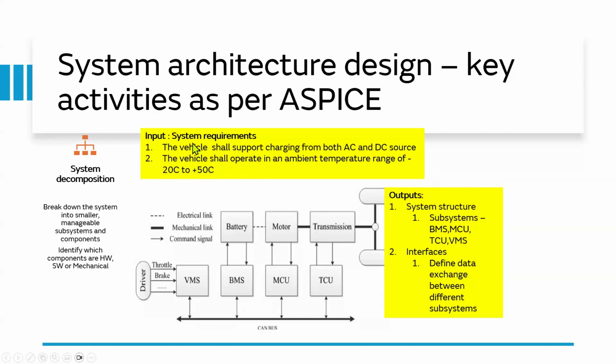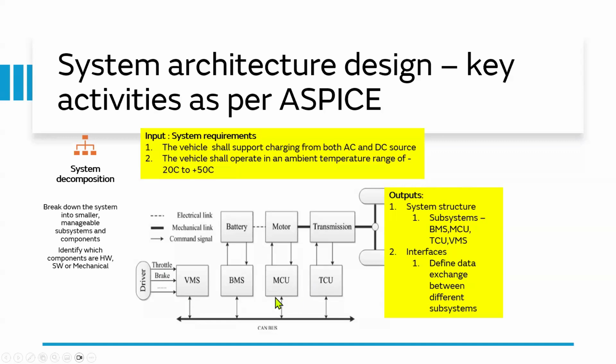So now, knowing this high-level system requirement, you may say, in order to achieve this, I need to have a couple of components. It means I may need a battery management system, which will help me control and manage the temperature of the battery, as well as the state of charge of the battery. If you remember, I mentioned that terminology. I may need a motor control unit. I may need a transmission control unit. And then I may need a vehicle management system to control the brake and the throttle and interaction.